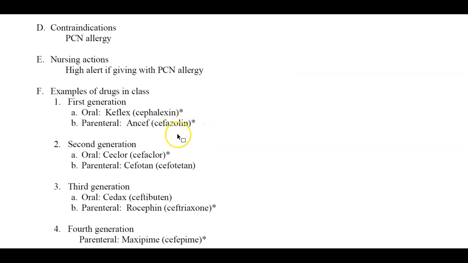Cefazolin is considered a first generation, therefore it covers mostly gram-positive. On the third generation, as mentioned earlier, we have ceftriaxone. This medication is good for meningitis because it can penetrate the blood-brain barrier. As you may notice, all these cephalosporin antibiotics start with a C. Although they don't have the same suffix, they do have the same CEF in their names. So you have cephalexin, cefazolin, cefaclor, ceftriaxone, and cefepime.